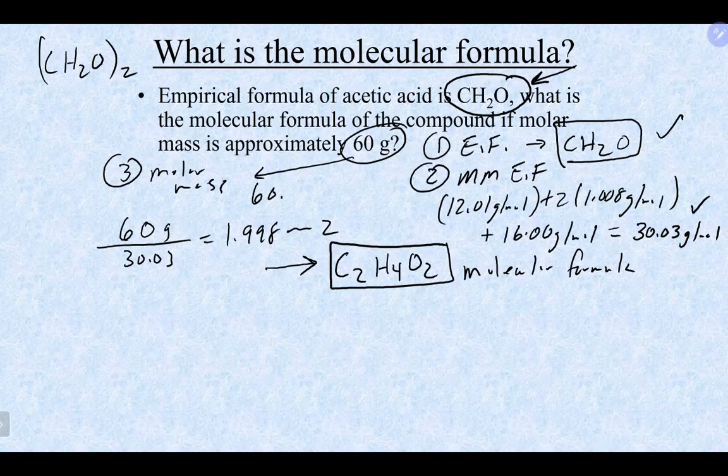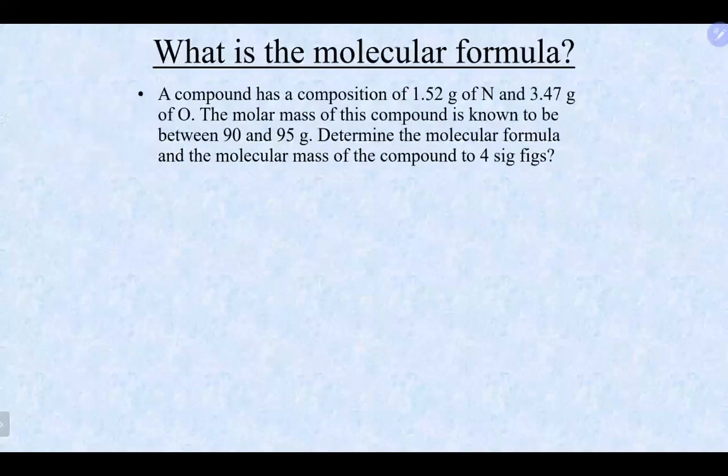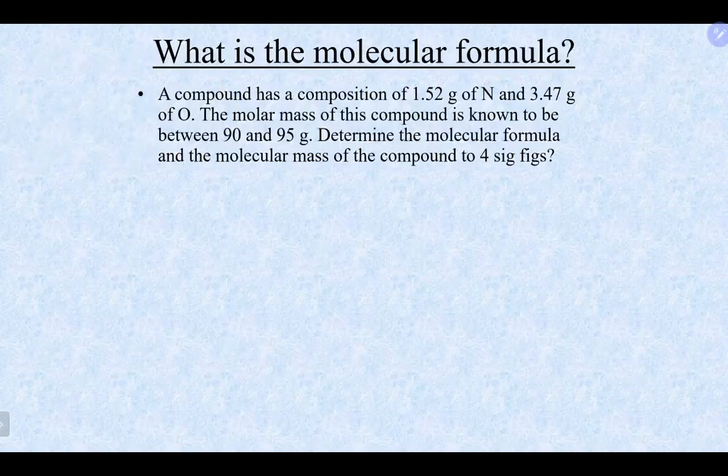All right. So I tried one, you try one. Here we go. What is the molecular formula of this compound? It's made up of 1.52 grams of nitrogen, 3.47 grams of oxygen, and the molar mass is somewhere between 90 and 95 grams.